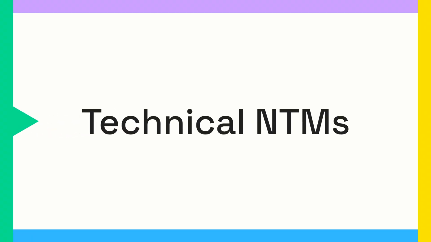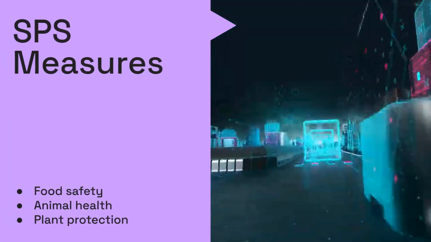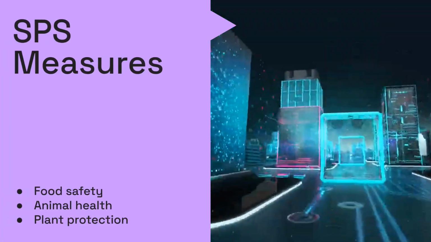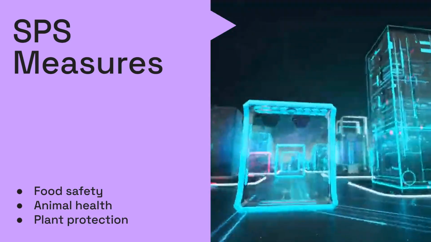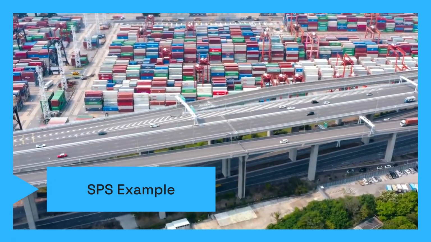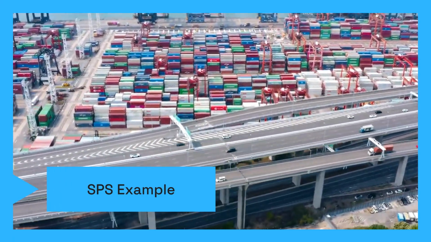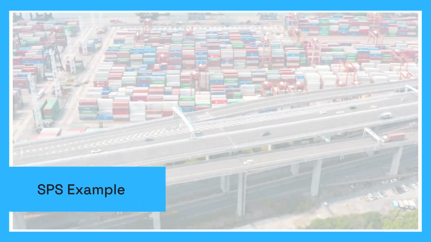Technical non-tariff measures focus on the intrinsic characteristics of the product itself, ensuring they meet specific standards for safety and quality. Sanitary and Phytosanitary, or SPS measures, are rules to protect human, animal, or plant life from risks like pests, diseases, or dangerous additives. A common SPS example is the banning of specific types of beef due to concerns over hormones or certain animal diseases.